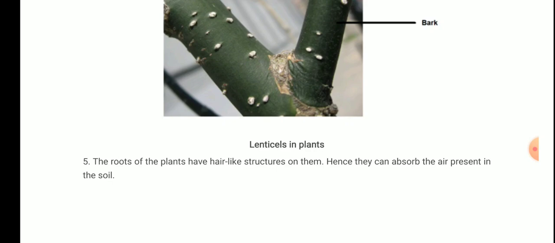Some roots come out, as we study in mangroves, but most of the roots are present inside the soil, so they can absorb the air present in the soil. Okay, so the roots of the plants have hair-like structures on them, and they are called root hairs, very fine hairs. Or you can say it is the further division of the roots.